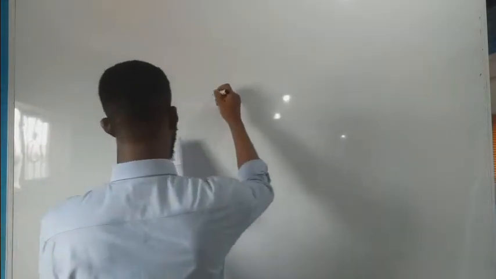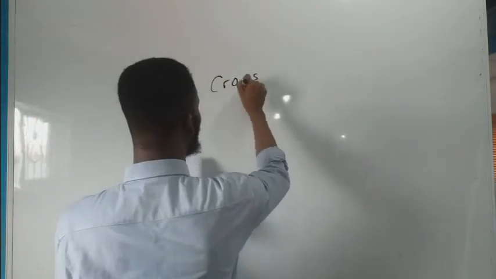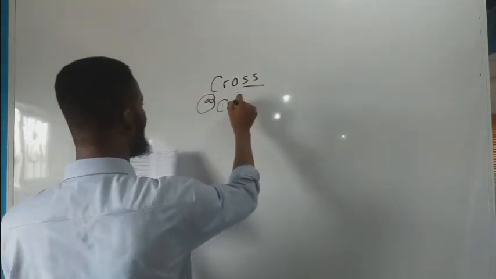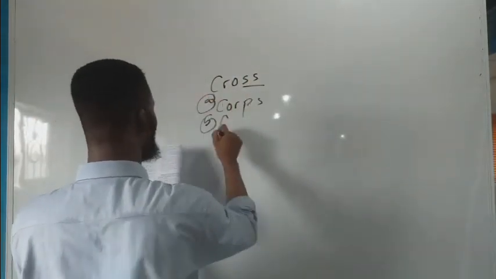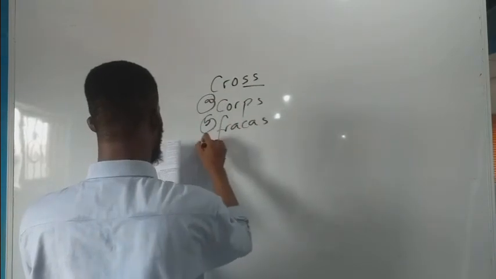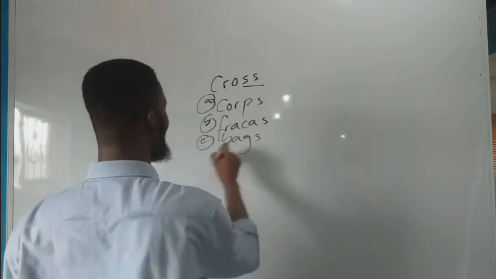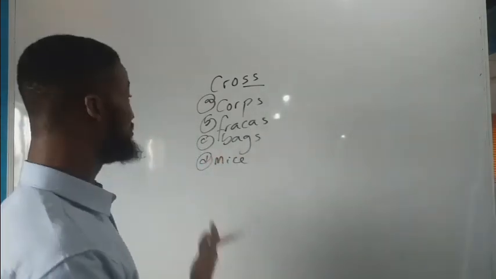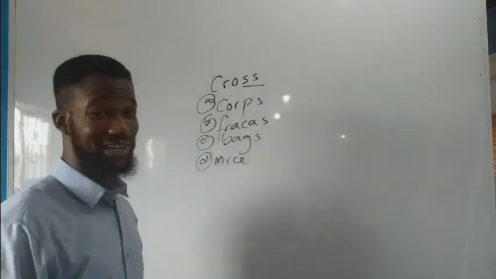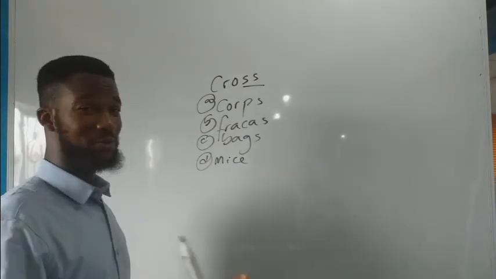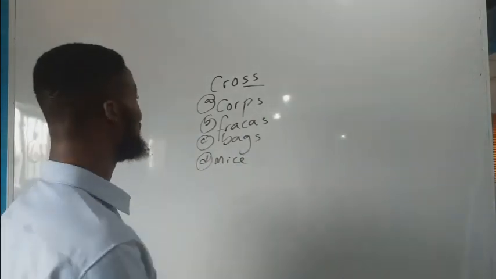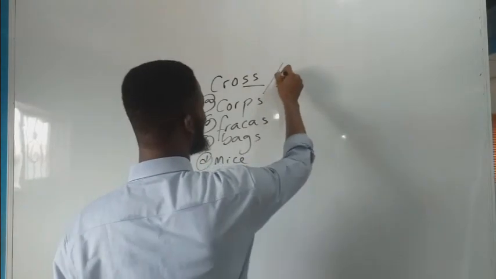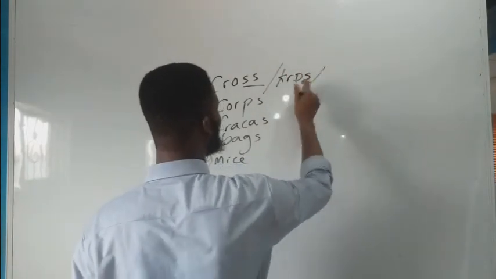Look at this. We have CROSS, and this is underlined. Option A is CORPS. Option B is FRACAS. Option C is BAGS, and option D is mice. This is really very easy to dig. We have double S. Never in the history of double S has it been able to give us Z, so it's not possible. So we're basically looking for S, and this word is pronounced as cross. This is what we're looking for.